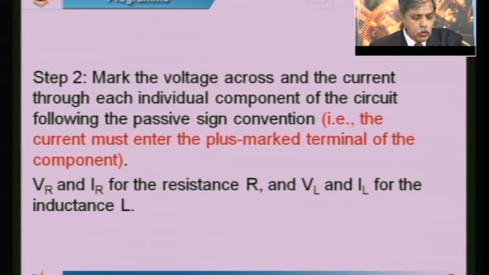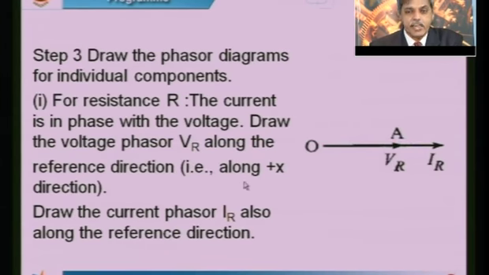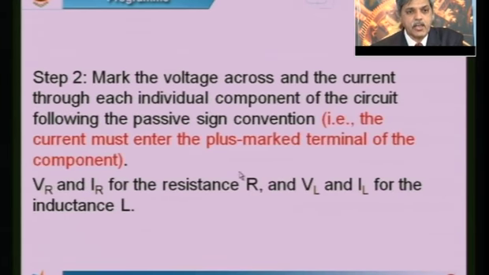In step 2, I am marking the voltage across and the current through each individual component of the circuit. The current must enter the plus-marked terminal of the component because it is a passive element. So VR and IR: IR is the current and VR is the voltage across the resistance, and IL is the current in the inductor, VL is the voltage drop across the inductor.